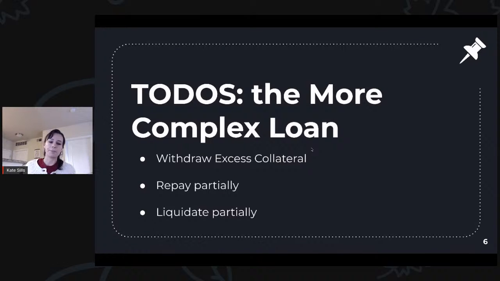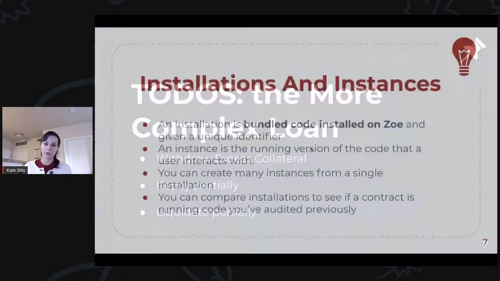interest. And then also on the lender and the contract side, the contract might want to liquidate partially, so that if the value of the collateral goes down, it's not the end of the contract. The contract liquidates enough to continue.